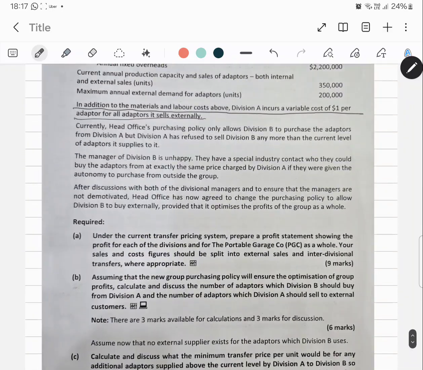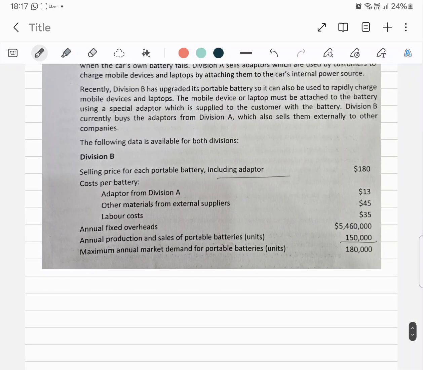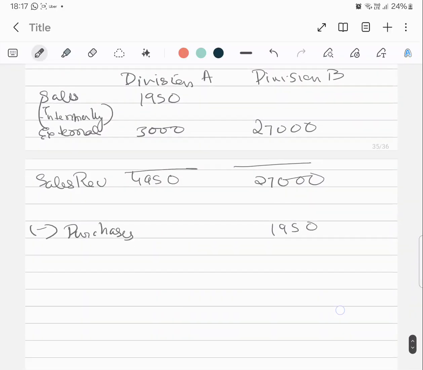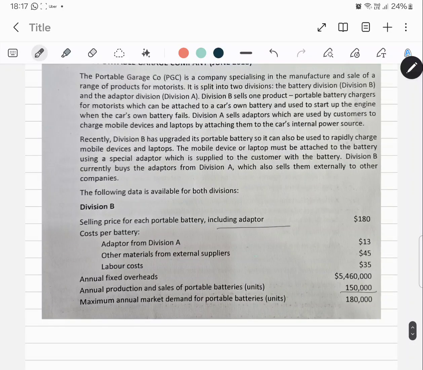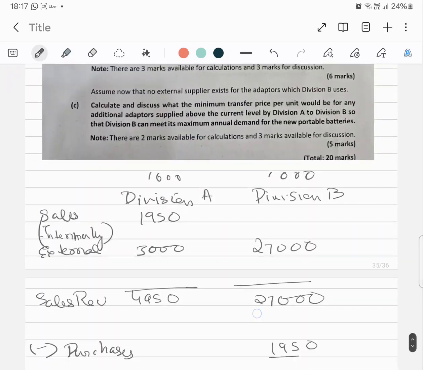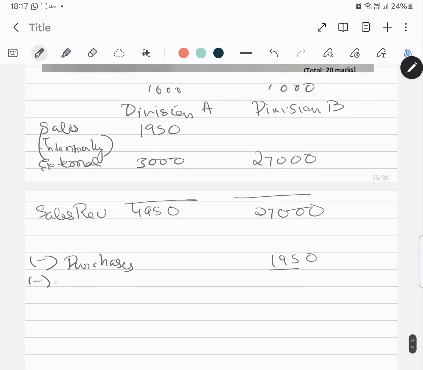Now purchases we have written. What are the costs involved? Adapters from division A are purchased at the cost of 13, so we have included that purchase cost of 1950 over here. Other material from the external supplier costs 45. So 45 into 1,50,000 is 6,750,000. So other material cost is 6750.